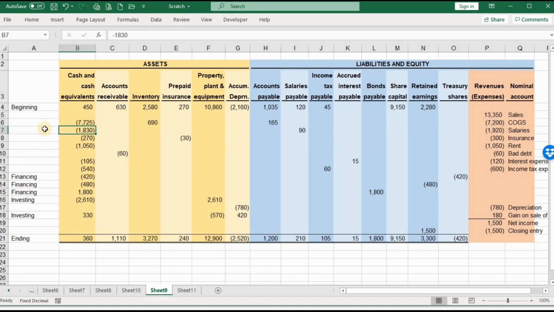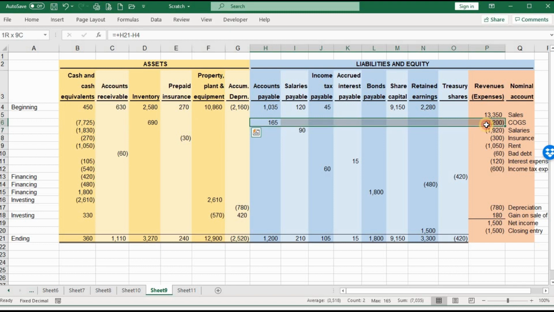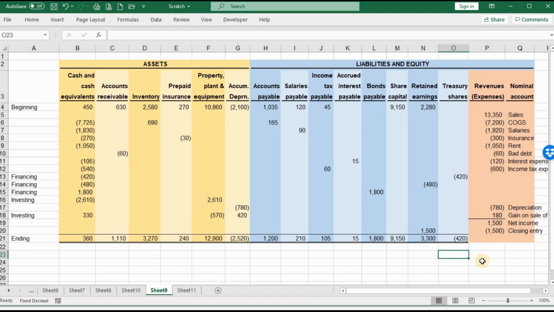So which means that there must be a 7,725 negative under the cash and cash equivalent column. And this pertains to cash paid to suppliers for the purchase of merchandise. Let's check whether the equation is balanced on this particular row. So this left side has a balance of 7,035 pesos, and the right side has a balance also of 7,035 pesos. Then last is the sales account.